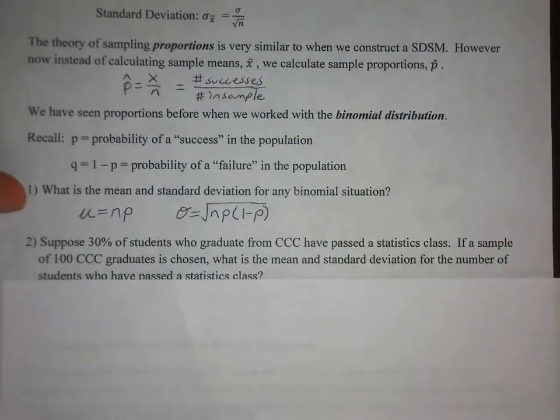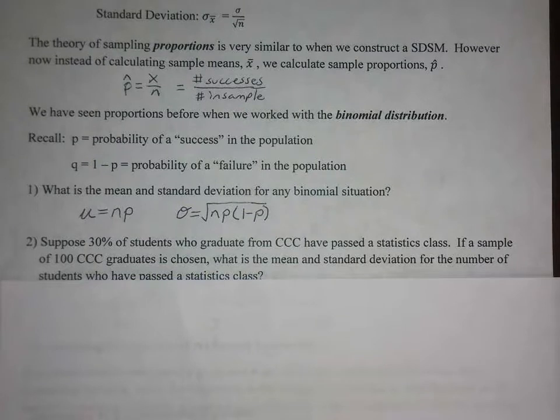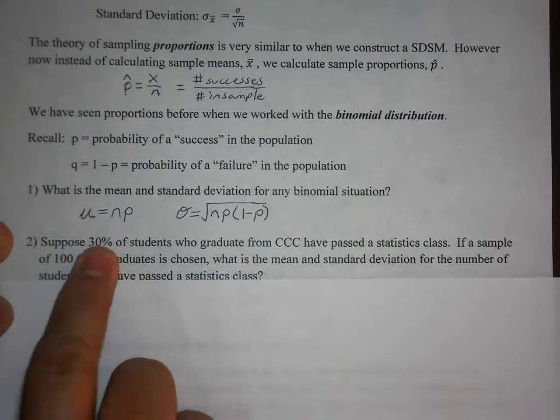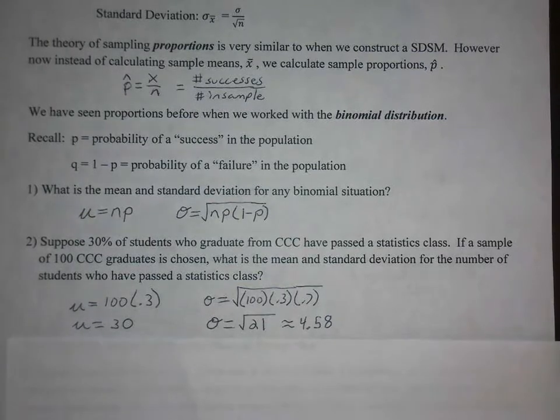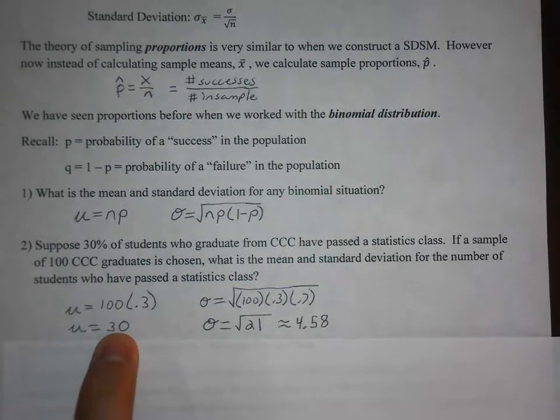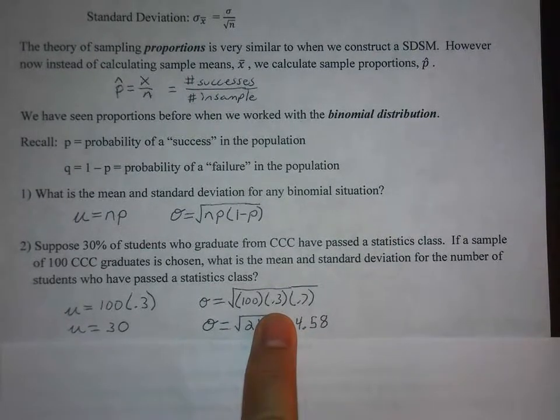Suppose 30% of students who graduate from CCC have passed the statistics class. If a sample of 100 CCC graduates is chosen, what is the mean and standard deviation for the number of students who have passed the statistics class? The mean is just your sample size times the probability of success. So 100 times 0.3. So we would expect 30 out of those 100. So mu equals 30 to have passed the stats class. And then the standard deviation, substitute your numbers for n, p, and q, and you get about 4.58.